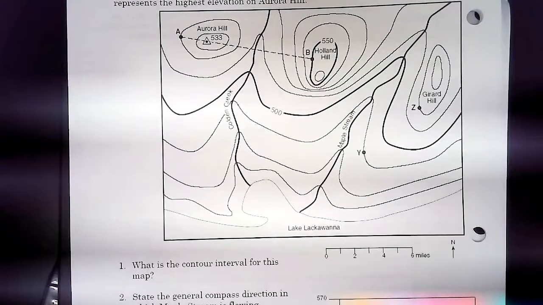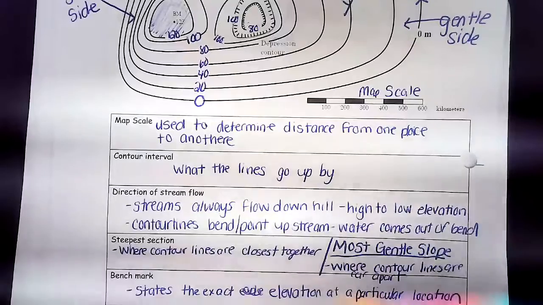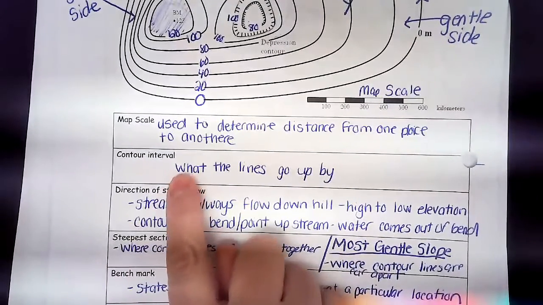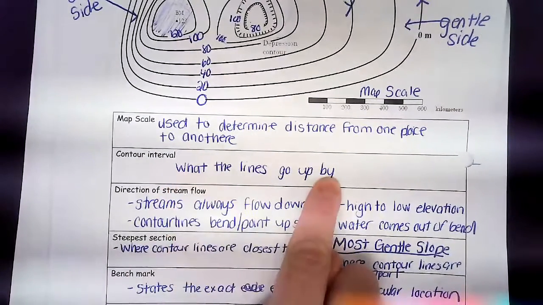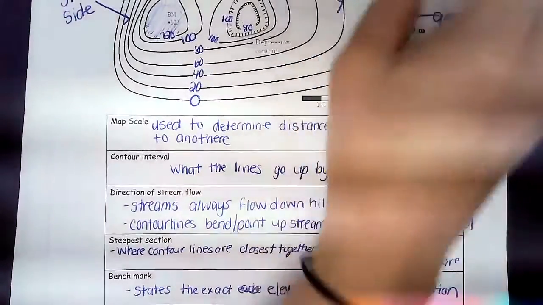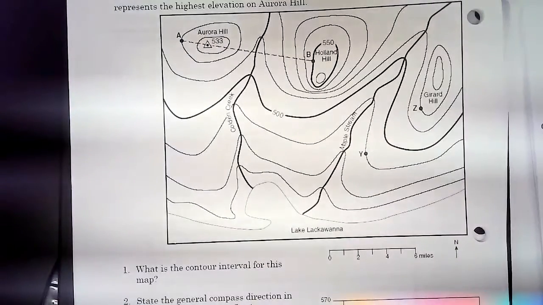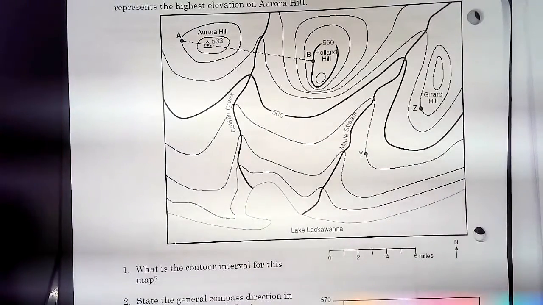The first thing was, what is the contour interval for this map? The first thing I want to say is, if you didn't know what some of these words meant, that's why you have your packet right there with you. A contour interval is what the lines go up by. So what do the lines go up by? How do you figure this out on this map? There's not many labels.